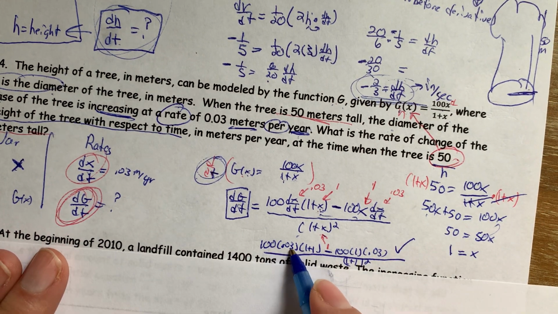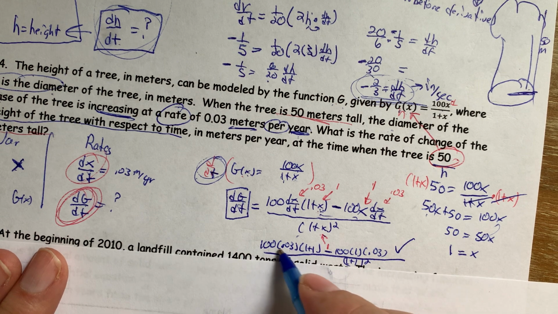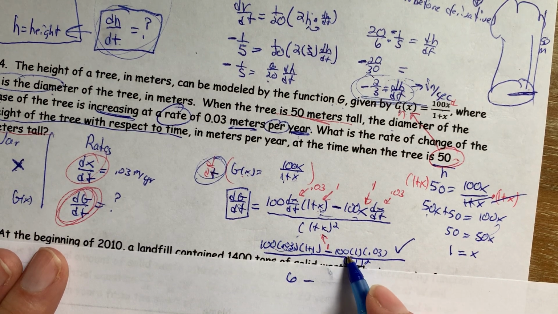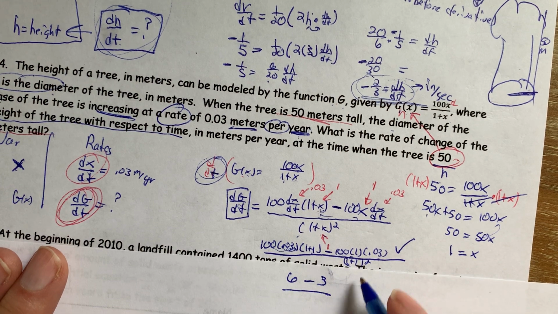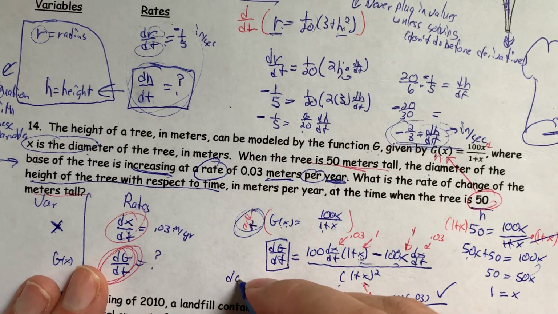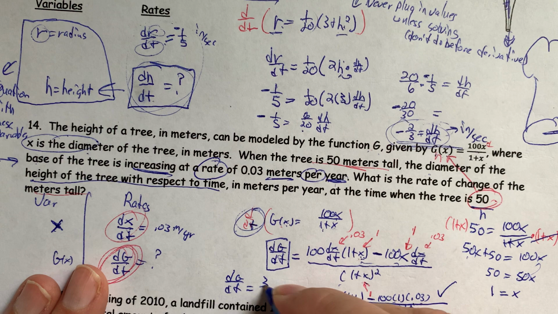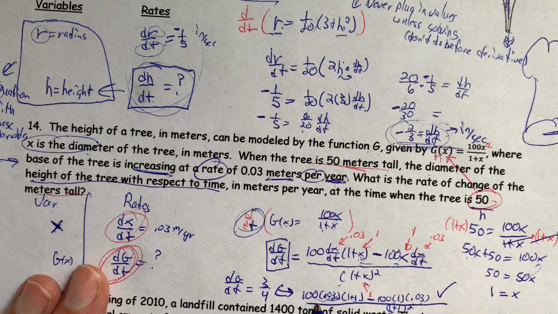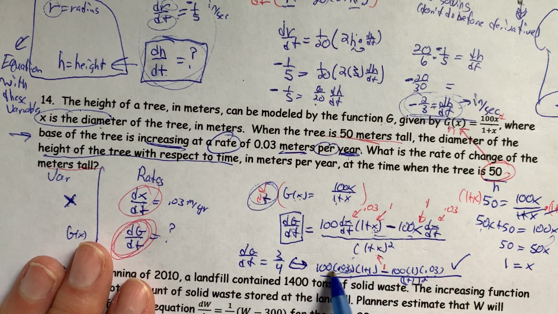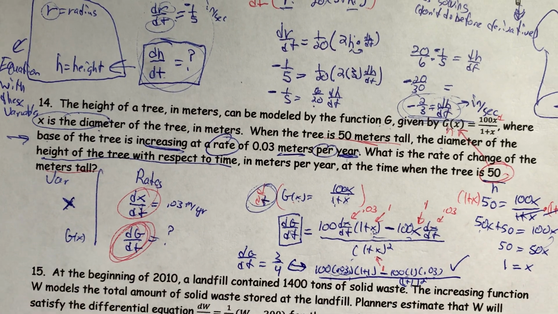So let's see, 100 times 0.03 is 3. It moves the decimal to the right by 2 places. And 3 times 2 is 6. 100 times 1 is 100. 100 times 0.03 is 3. So 6 minus 3 over 1 plus 1 is 2. 2 squared is 4. And so we get 3/4. So dg dt equals 3/4, although you also could have left it like this and gotten full credit. If you're not comfortable with your ability to simplify, don't. Okay, but you need to make sure you're writing it.